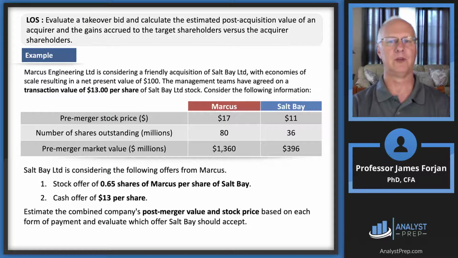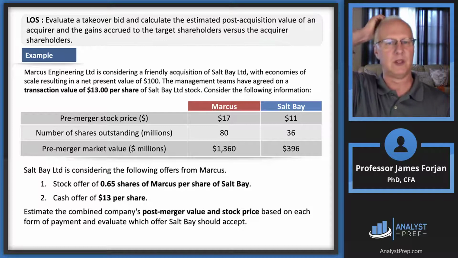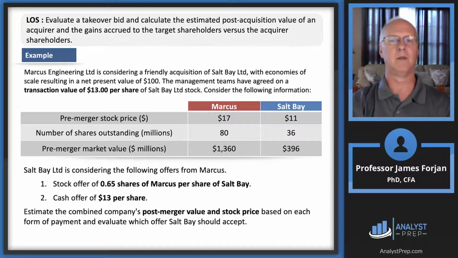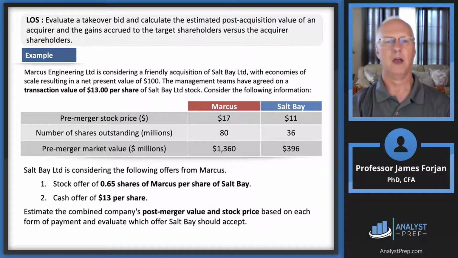So we've got Marcus Engineering, friendly acquisition. And this is important there, with economies of scale resulting in a net present value of $100. So that 100 is the synergy that's expected from this combination. Management teams have agreed on a transaction value of $13 per share. And let's go ahead and figure out whether or not we want to offer cash or we want to offer shares of our own stock. So the table gives us pre-merger stock prices, number of outstanding shares, and pre-merger market value.